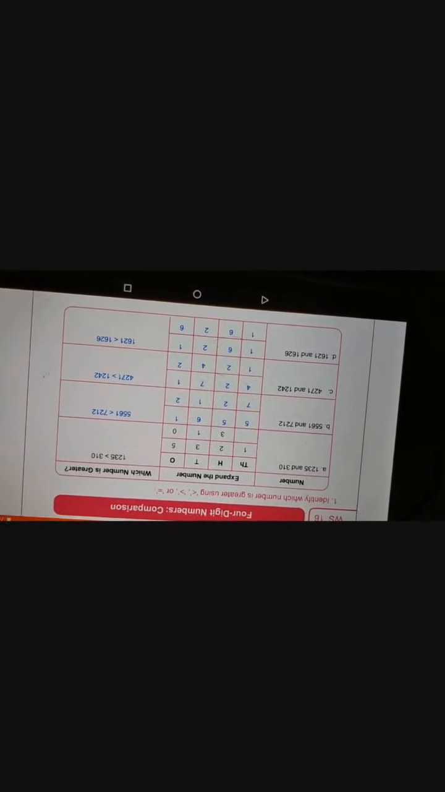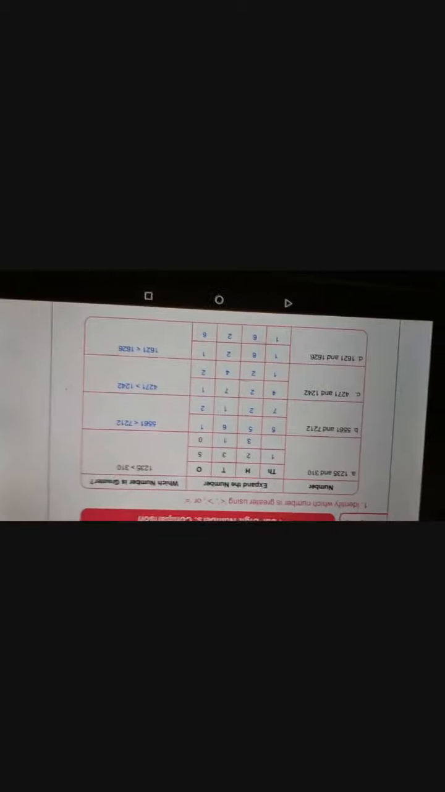Okay students, I hope the work is complete. Now we'll start the next question. Next question is circle the bigger number out of the 2 numbers. Okay, so 1,322 and 2,190. So bigger number is 2,190. We have to circle here.